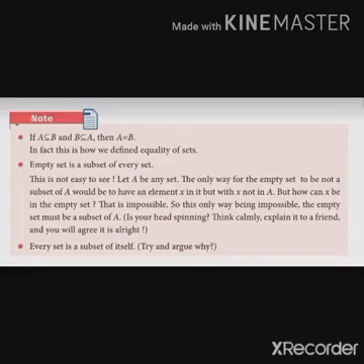Second one: empty set is a subset of every set. Empty set, we know, is a set that contains no element. A set containing no element is known as the empty set. That is also a subset of every set. Third one: every set is a subset of itself. What is the third one? Every set is a subset of itself.